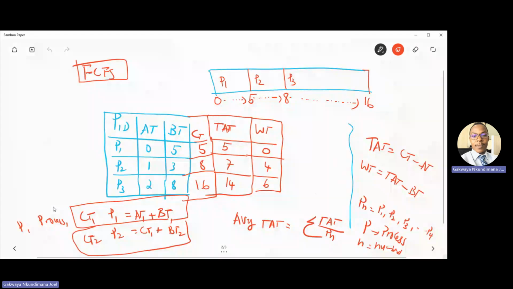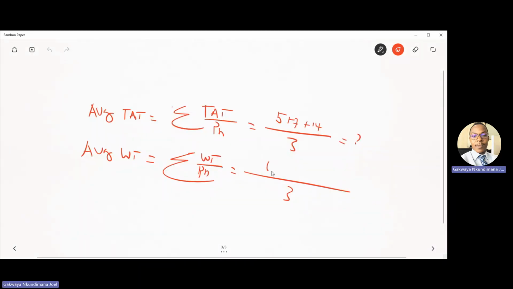We need your answer in the comment section. So we have 0, 4, 6, right? 0 plus 4 plus 6. What is the answer for this? This would be 10 divided by 3. So 10 divided by 3 is equal to 3.333 milliseconds. So this is the answer.